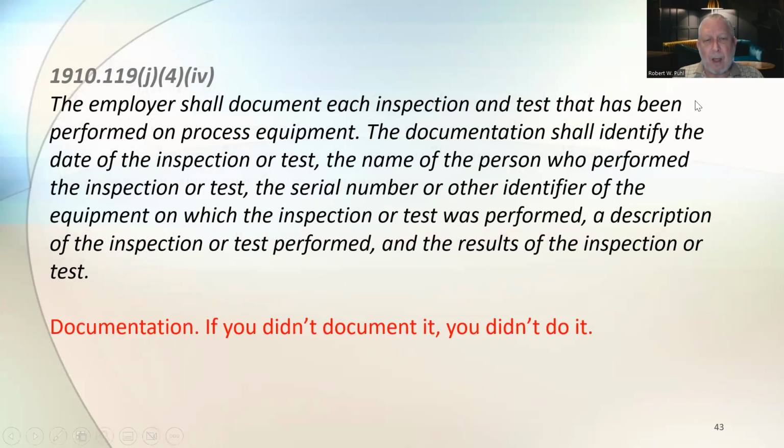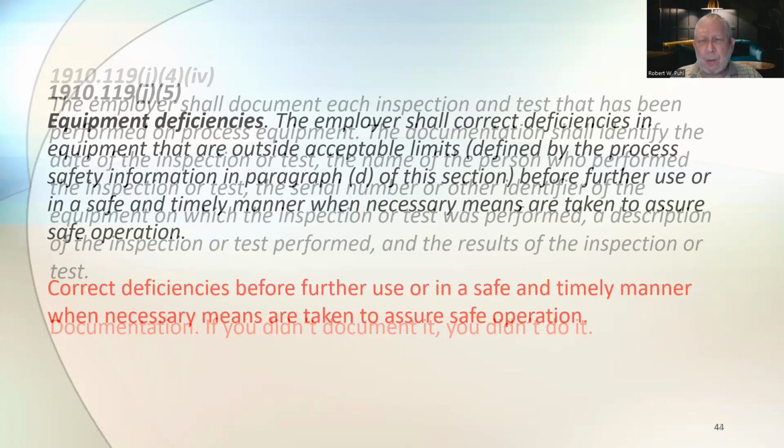The employer shall document each inspection and test that has been performed on process equipment. In other words, if you do an inspection and test, you document it. Pretty simple, right? Documentation shall identify the date of the inspection or test, the name of the person who performed the inspection or test, the serial number or other identifier of the equipment on which the inspection or test was performed, a description of the inspection or test performed, and the result of the inspection or test. Documentation. You hear this all the time in safety. If you didn't document it, you didn't do it. You've got to document it. And why wouldn't you? I mean, come on.